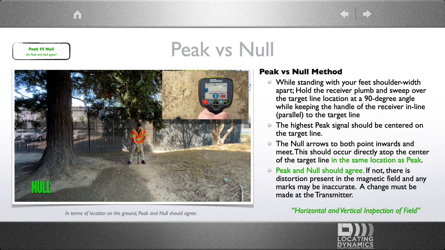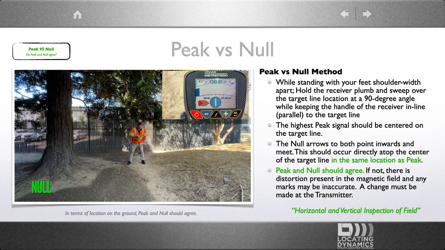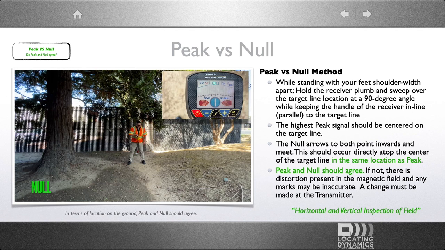Peak and null should agree. If not, there's distortion present in the magnetic field and any marks placed may be inaccurate. If peak and null do not agree, a change must be made at the transmitter. This is known as a horizontal and a vertical inspection of the field.